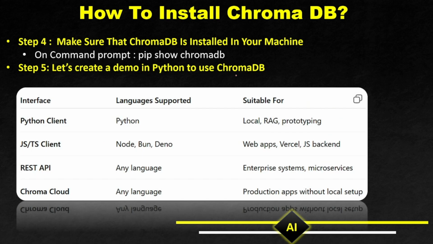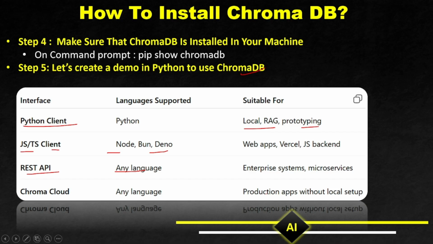Now the question arises: I have only taken the example of Python. Is Python the only way to use ChromaDB, or can we use ChromaDB with other technology bases as well? The answer is no. Python is one of the ways that you can use ChromaDB. You can use the Python client, which is suitable for local RAG and prototyping. You can also use JavaScript and TS clients, Node, Bun, Deno. You can also use the REST API, with any language, enterprise systems, and microservices. You can also use Chroma Cloud, any language, production apps without any setup. So these are all the technology stacks where ChromaDB can be used.